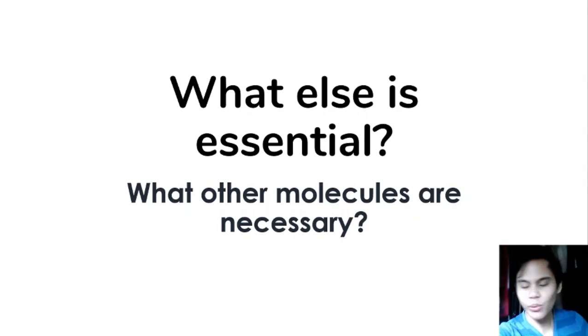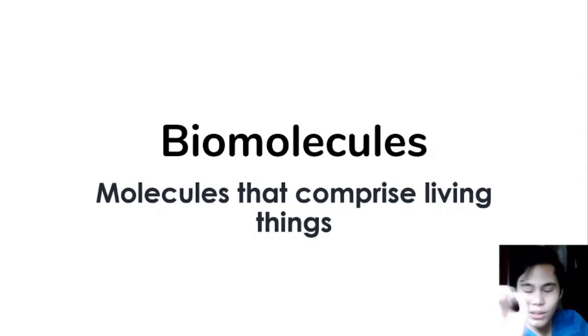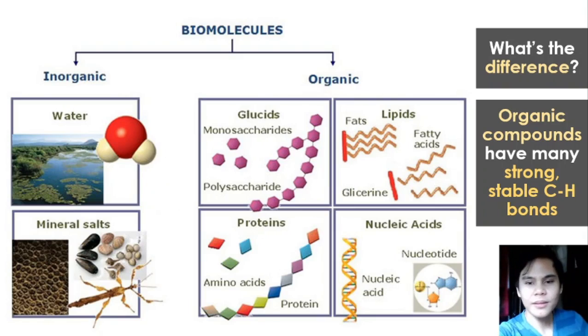So what else is essential? What other molecules are necessary? We have the biomolecules. These are molecules that comprise living things, and all of them involve the atom carbon. So in your biomolecules, again, we have your inorganic, your water, and some of your mineral salts, like your actual NaCl, sodium chloride salt, and your organic molecules, which we'll discuss one by one. So organic compounds have a backbone of strong, stable carbon and hydrogen bonds. We'll see that in the structure of each and every one of the biomolecules in a bit.